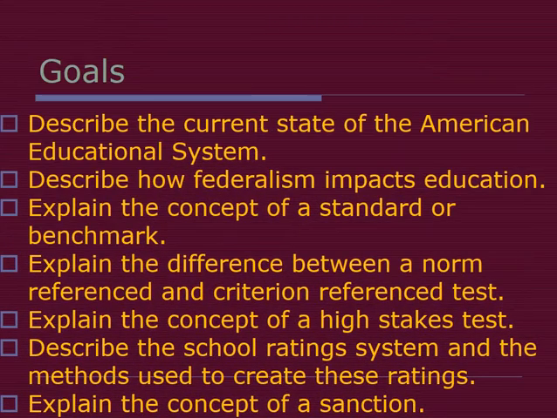So our goals are to describe the current state of the American education system, to describe how federalism impacts education, to explain the concept of a standard or a benchmark, to explain the difference between a norm-referenced and criterion-referenced test, to explain the concept of a high-stakes test, to describe the school rating system and the methods used to create these ratings, and to explain the concept of a sanction. And again, the idea behind all this is that we're going to prepare for our mock Congress, which is going to be a debate on the current state of American education.